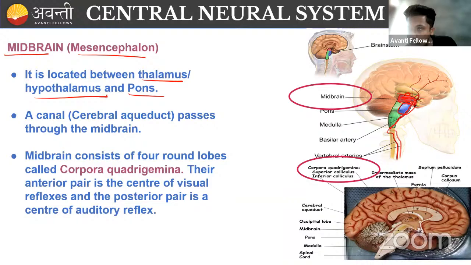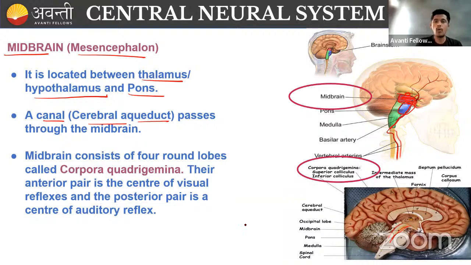When it comes to the midbrain region, there is one characteristic feature. What is that? A canal called the cerebral aqueduct. You can see it here. This duct runs through the midbrain, so that is one of the characteristic features that you can use to recognize the midbrain.